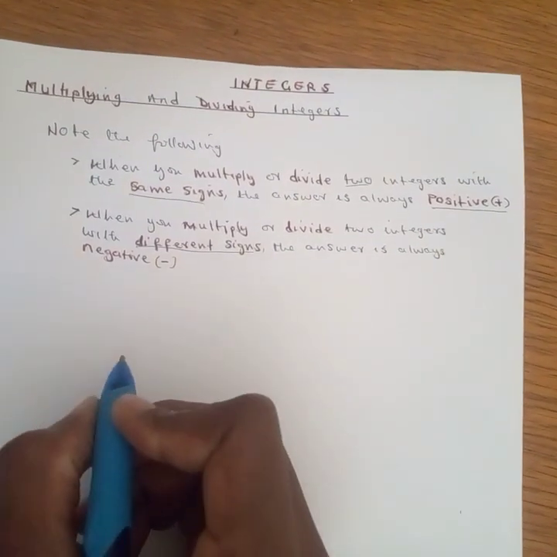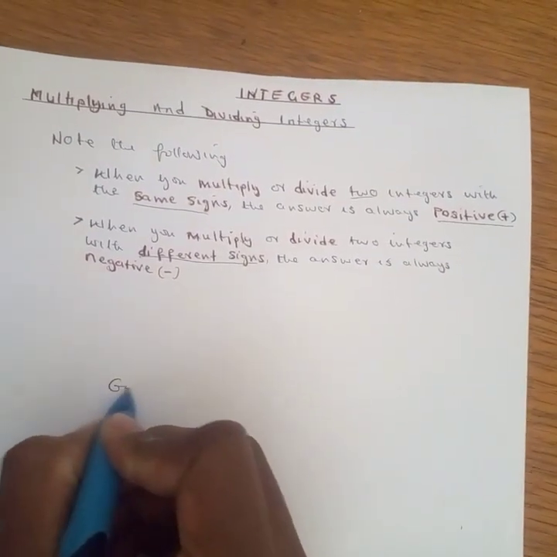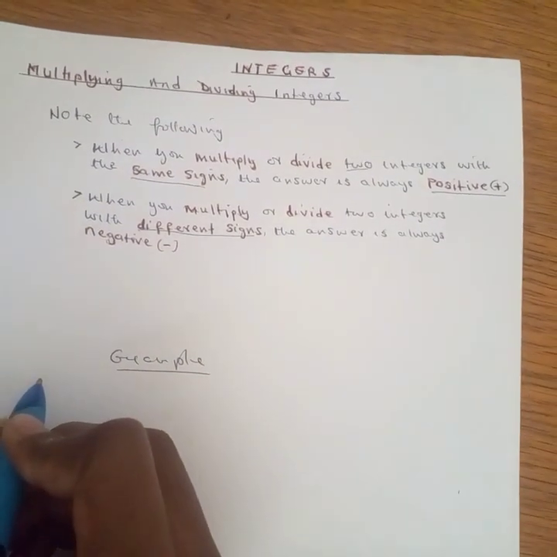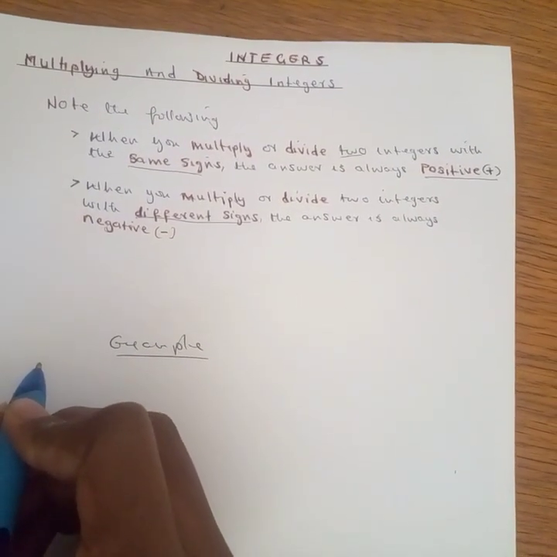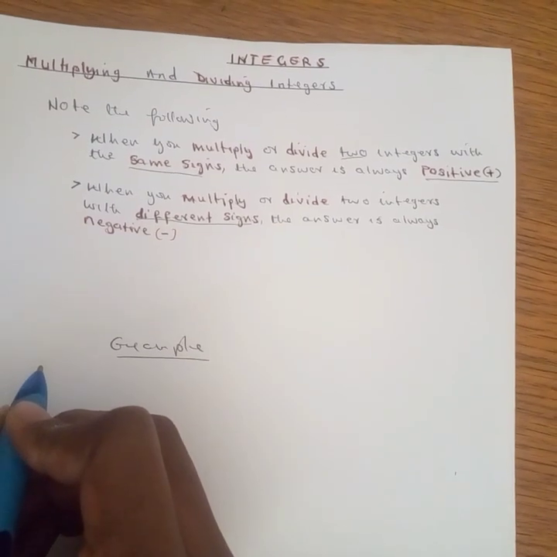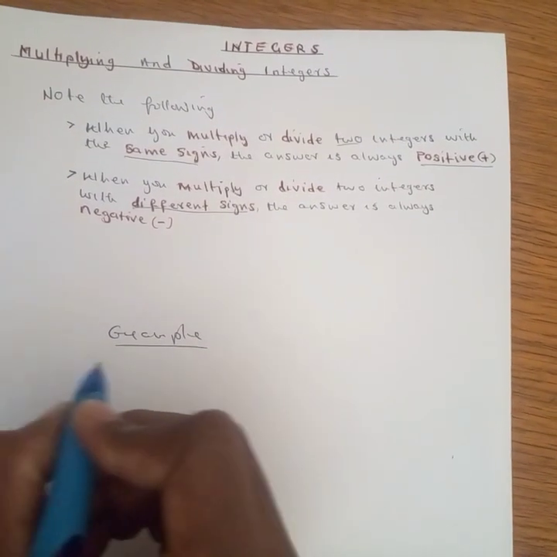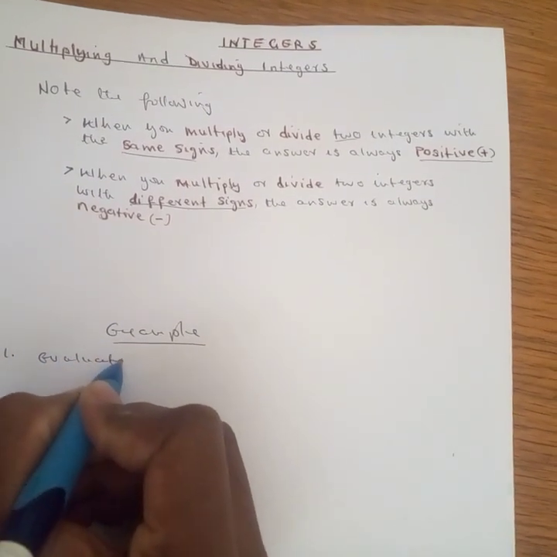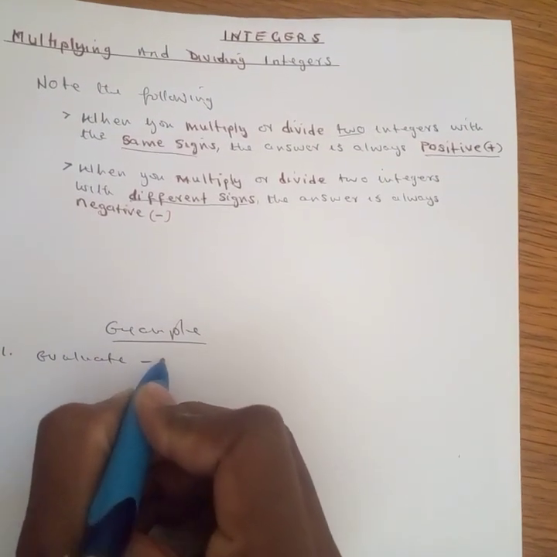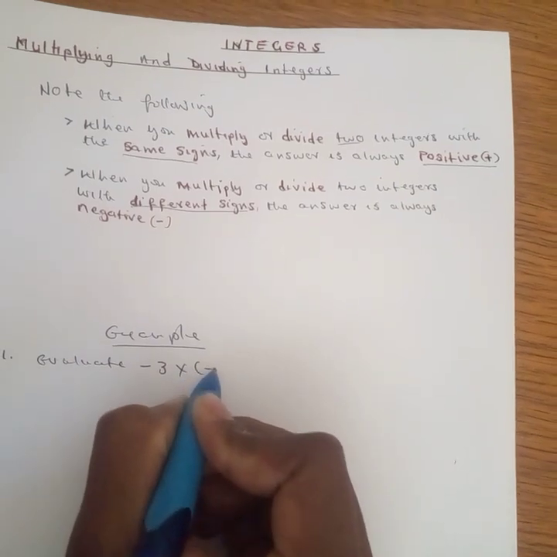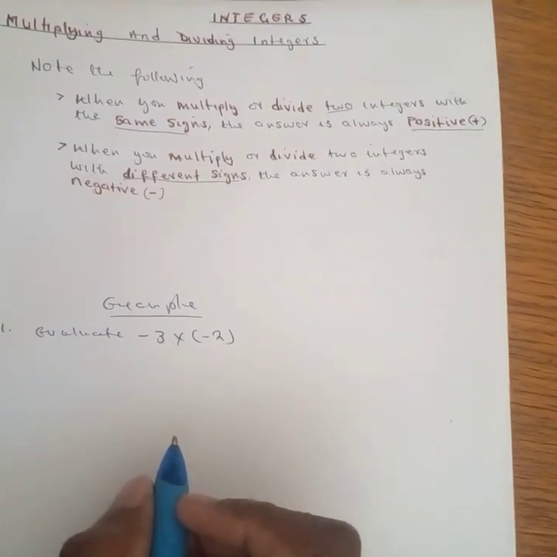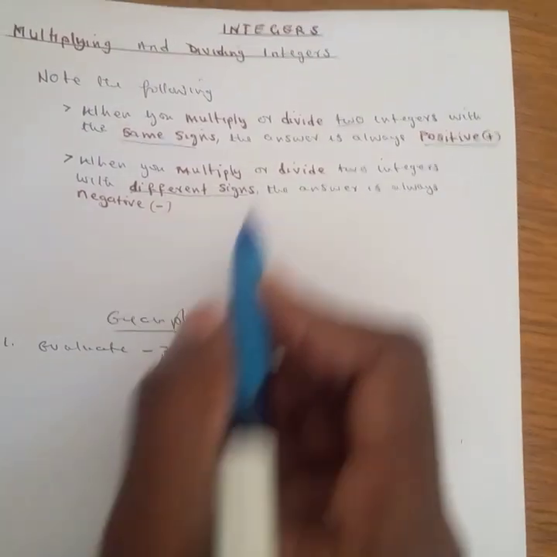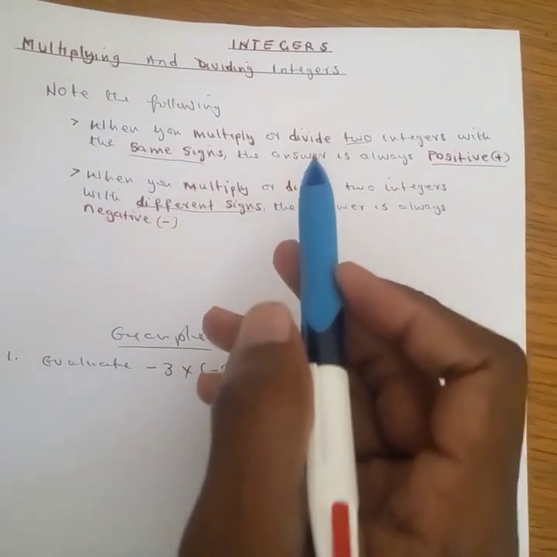Now let's look at an example. I remember in the previous video on how to add and subtract integers without using a number line, I gave you a question like this one. Evaluate -3 times -2. Now, this kind of question can be worked out with these conditions known very well.